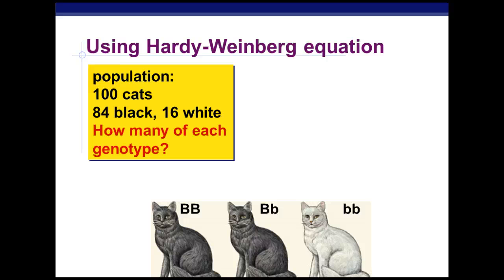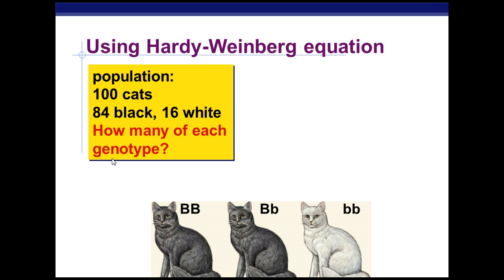So the question we're going to ask is, how many of each genotype will there be? Remember the difference between phenotype and genotype. Genotype is the gene combinations, the allele combinations. Phenotype is what the cat looks like, black versus white. We want to know how many of each genotype there are. So make sure you understand that.